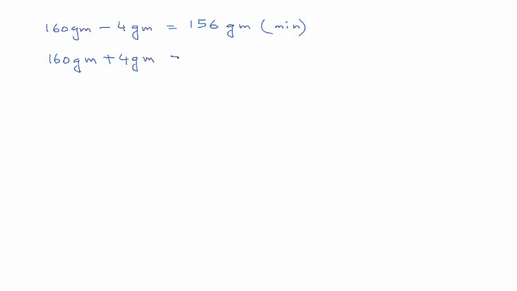It's pretty obvious that you need to subtract 4 grams from 160 grams to get the minimum weight, that is 156 grams. Similarly, you need to add 4 grams to 160 grams, and that gives you the maximum weight of a ball that you should allow to pass.